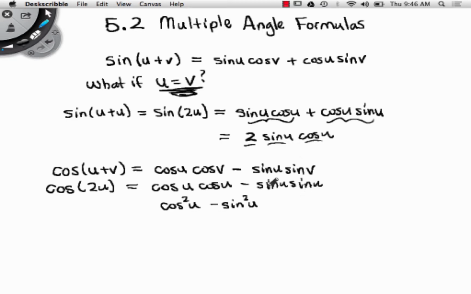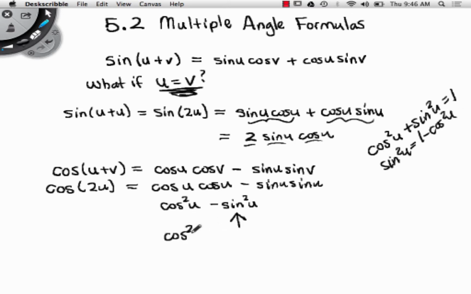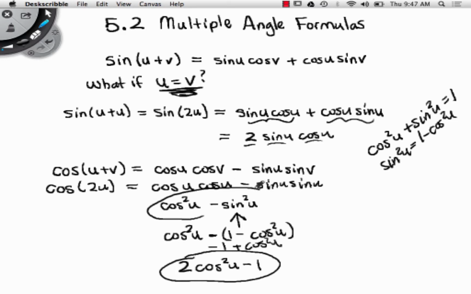Okay. Now, because of the identity that's down underneath the board, because cosine squared u plus sine squared u equals 1, there are a couple of other possibilities here. I can replace the sine squared u with 1 minus cosine squared u. So this becomes cosine squared u minus, in parentheses, 1 minus cosine squared u. And if I distribute the negative, this becomes negative 1 plus cosine squared u. I combine like terms, and so I get 2 cosine squared u minus 1. That's another possibility. So now I have 2 possibilities here for cosine of 2u.